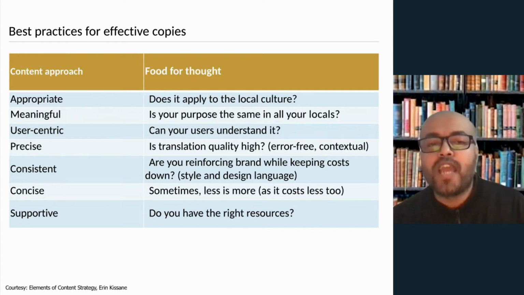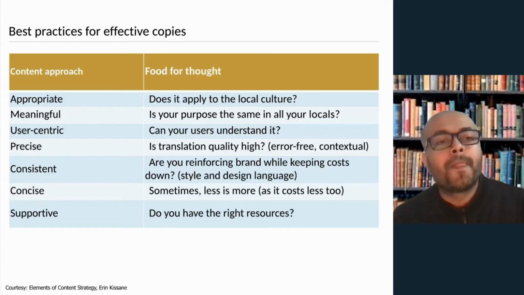Your content has to be appropriate so that it applies to the local culture. It has to be meaningful, so it means the same in all your regions where you are shipping the product or content. It has to be user centric so that all users can understand in that particular region. It has to be error free and contextual, so the translation quality has to be very high. It has to be consistent.